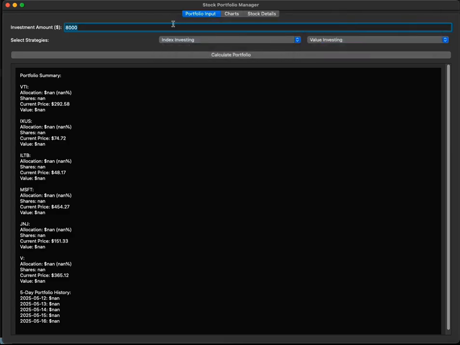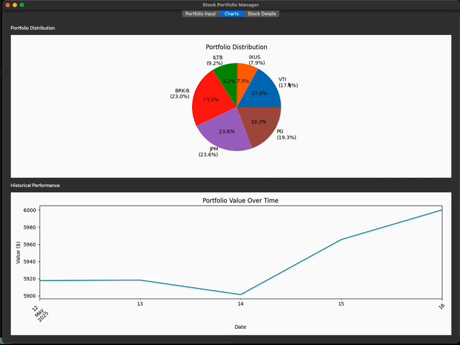Test Case 5, Index Plus Value Investing, $6,000. This case further tested the same dual strategy but with a smaller input. Proportional allocations were maintained. For instance, JP Morgan was allocated $1,419.11, acquiring 5.30 shares. The line graph showed a low on May 14 and a sharp rise on May 15. Price history for VTI, IXUS, ILTB was realistic and matched what we expect from the Y-Finance API.